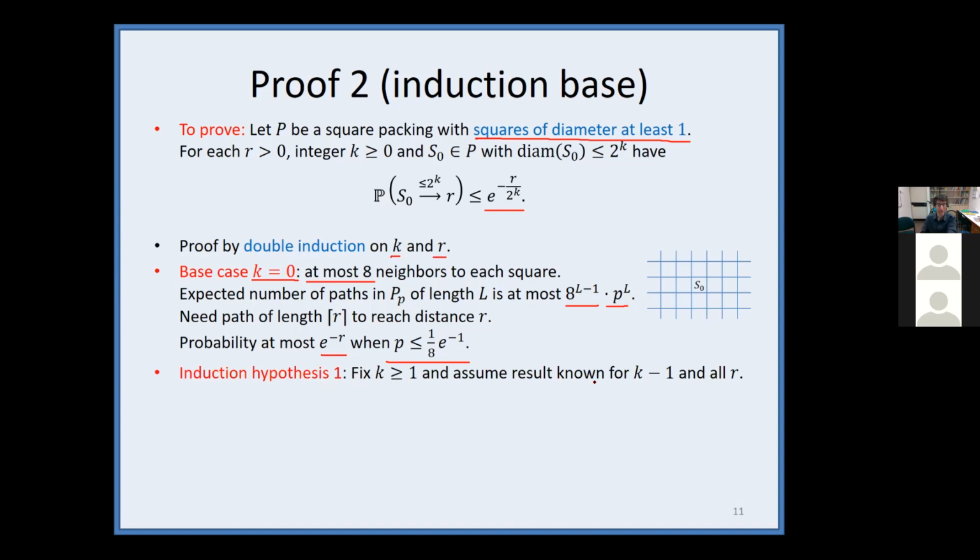But here is the first induction hypothesis. I will assume that we know the result for k minus 1, because I've done it here for k equals 0, and k is greater or equal to 1 now. So this is the induction hypothesis.